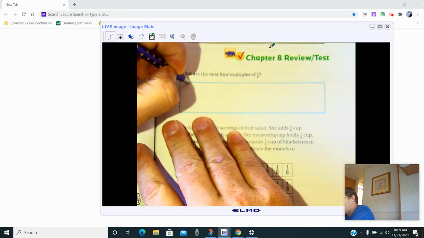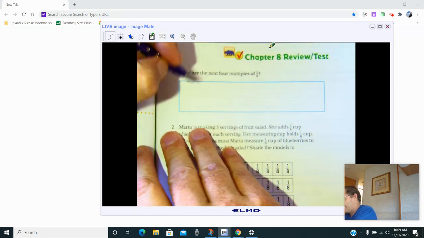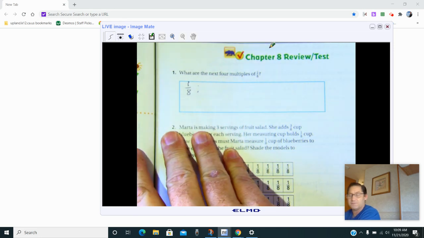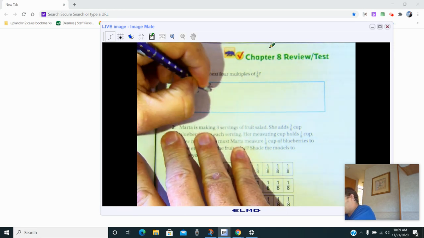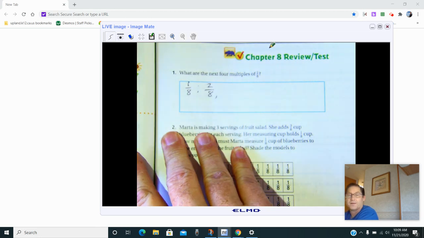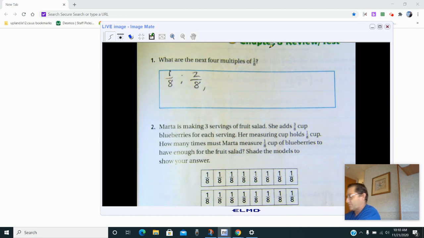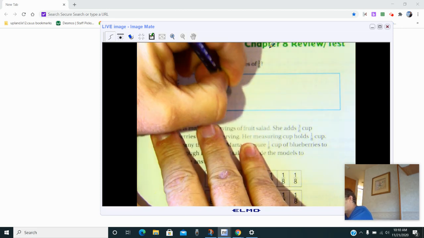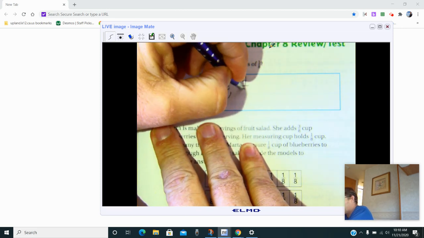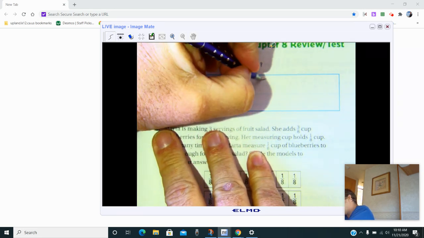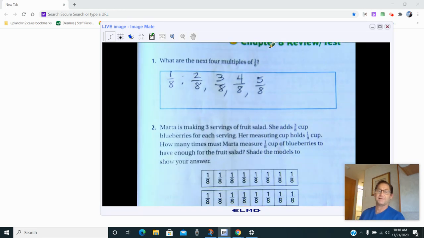So if we go 1 times 1/8, we get 1/8. 2 times 1/8 would be 2/8. 3 times 1/8 is 3/8. 4 times 1/8 is 4/8. And 5 times 1/8 is 5/8.